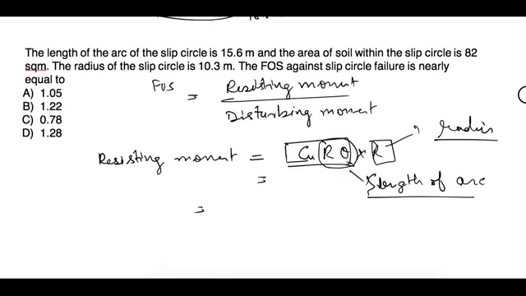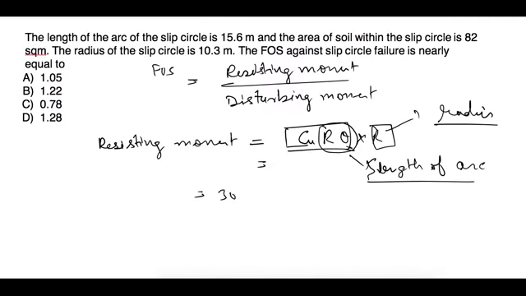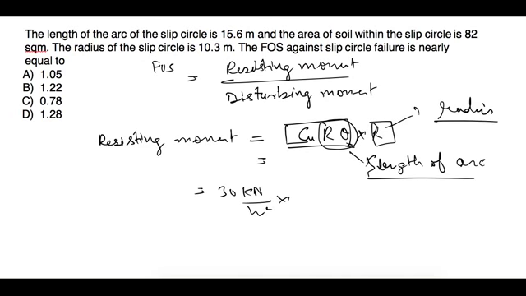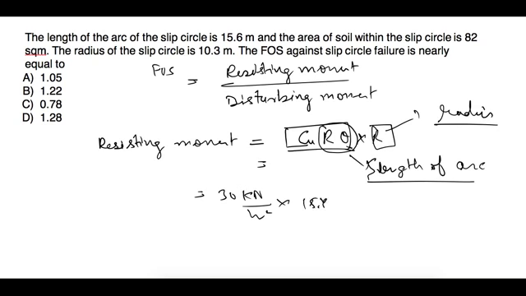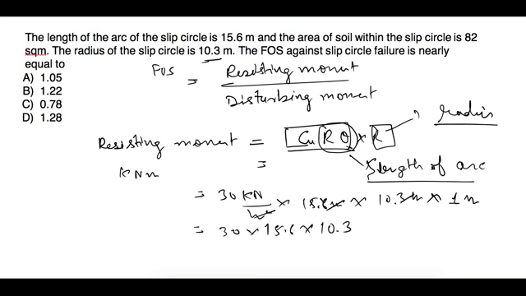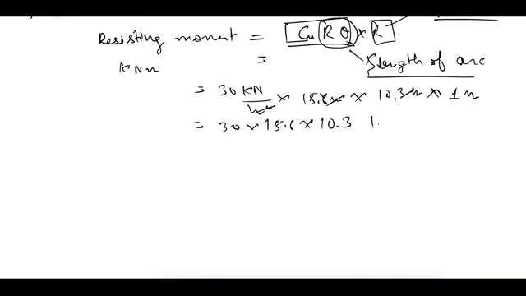So Cu is given as 30 kPa, that is 30 kilonewton per meter square, into length of arc is given as 15.6 meter, into this radius is given as 10.3 meter. So this is having a unit of kilonewton, but moment should have a unit of kilonewton meter. So we find it for the unit width. So from that it is kilonewton meter. So 30 into 15.6 into 10.3. That is our resisting moment.